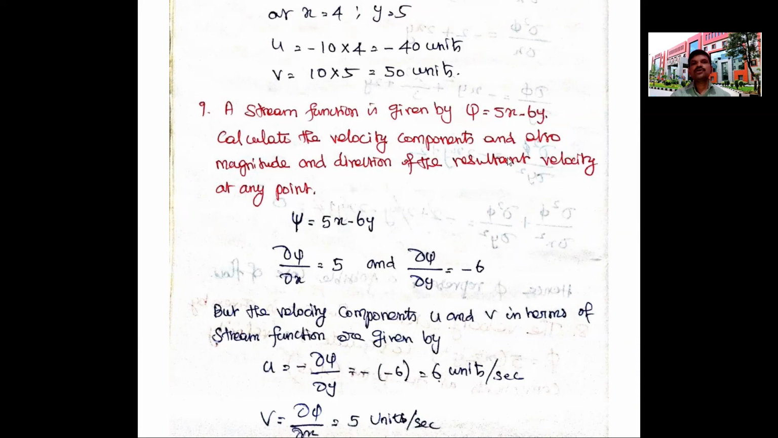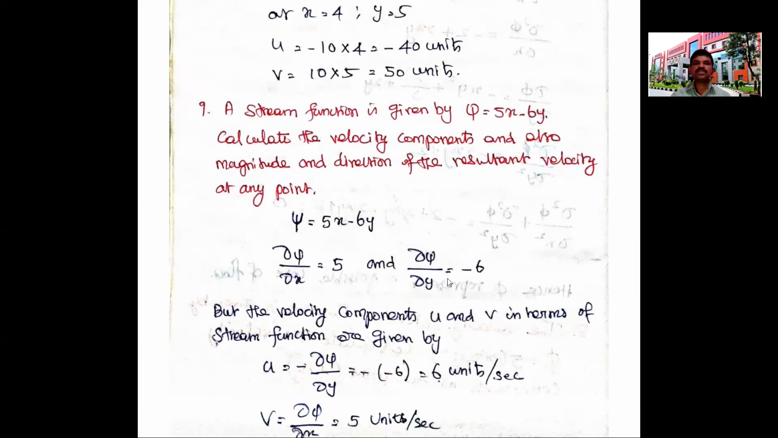Now write the given data: ψ = 5x − 6y. Next, we know the equations ∂ψ/∂x and ∂ψ/∂y. So now what is the partial derivative of this x term? Here 5x is there, so the partial derivative of this ψ with respect to x only.